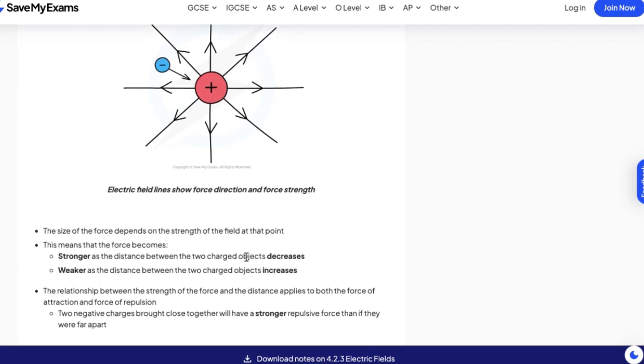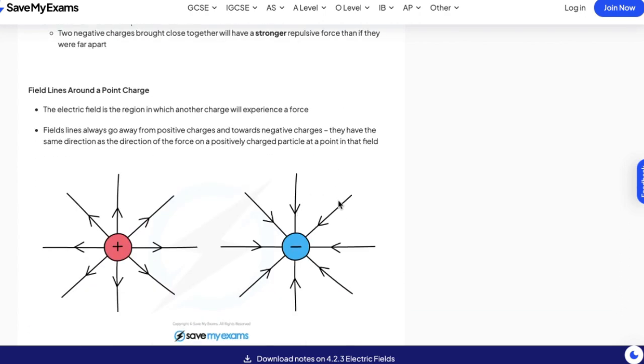This means that the force becomes stronger as the distance between the two charged objects decreases. When the distance is reduced, the force produced will be stronger. If you bring any object close to the charge, the force will be stronger. If you take it farther away, the force existing between the charge and the object will be weaker. This is a normal relationship.